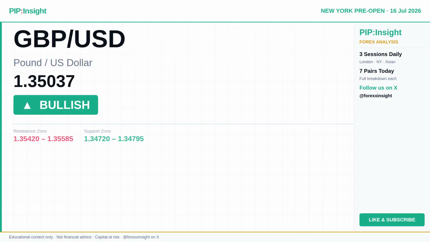Pound dollar. The chart is showing bullish structure on this session. The 4-hour trend is to the upside and the 1-hour is also pointing lower. Resistance is marked between 1.3542 and 1.35585. Support is marked between 1.3472 and 1.34795. Here is the full chart breakdown.